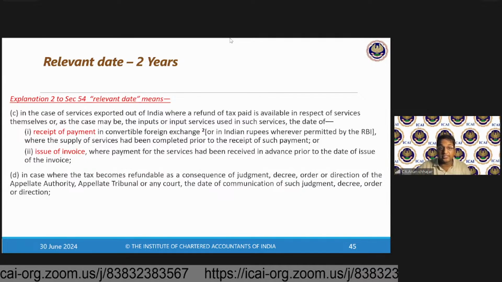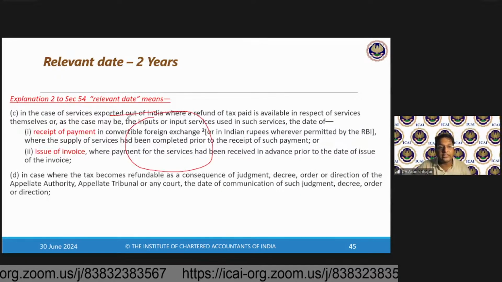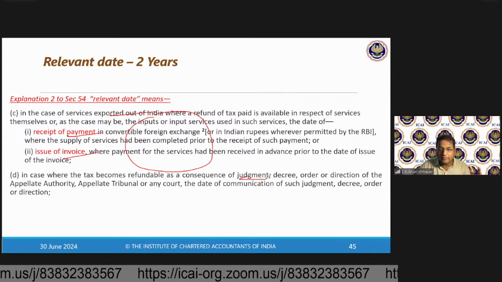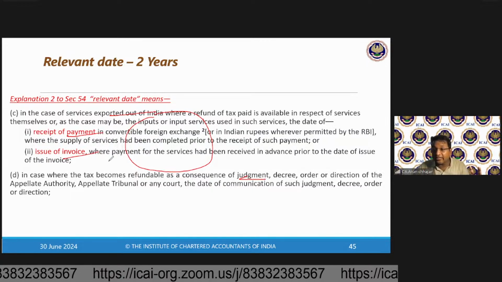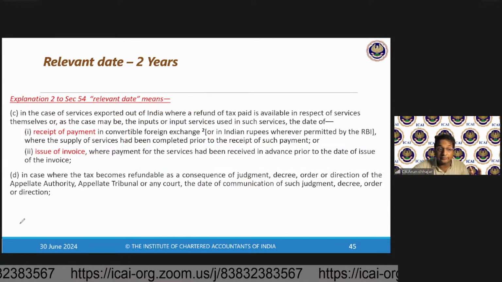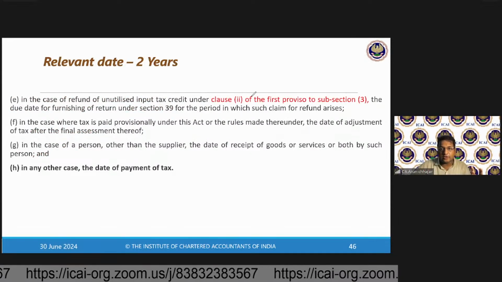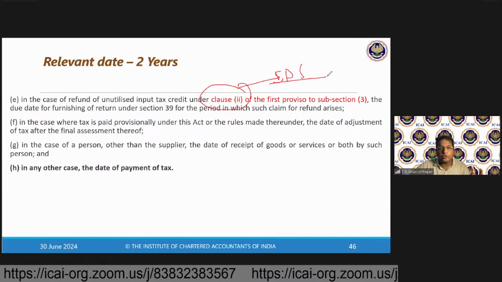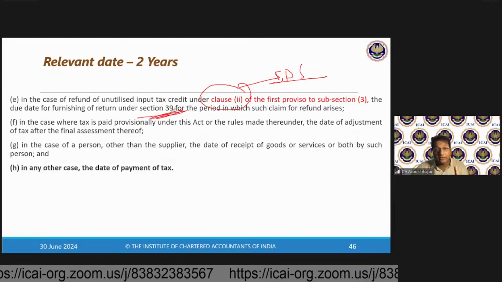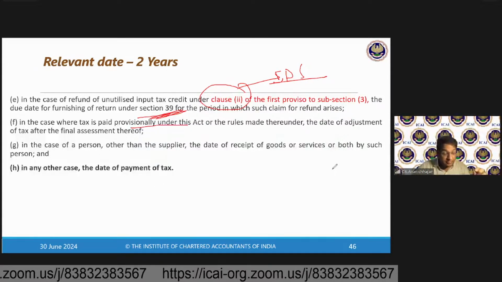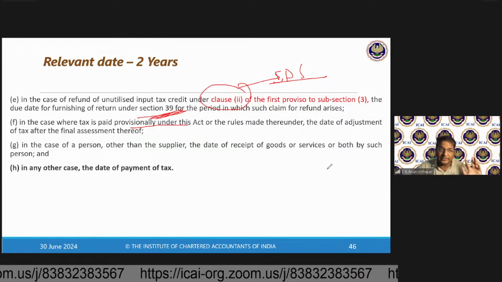If it is export of a service, then the 2 years would be counted from payment or invoice, whichever is earlier. If it is a judgment or decree, then the date of the judgment, the date of the order, will be the relevant date, and from the relevant date you need to apply for the refund within 2 years. If it is clause 2, inverted duty structure, then they are saying 2 years would be counted from the GSTR 3B filed by the supplier. If you have paid the taxes provisionally, then from the date of the adjustment of the tax after final assessment, you are entitled to take the refund.